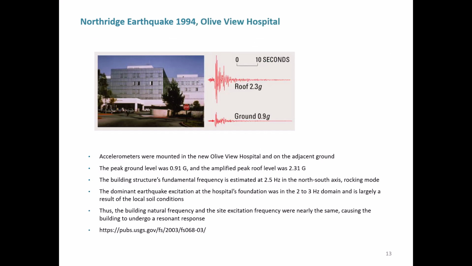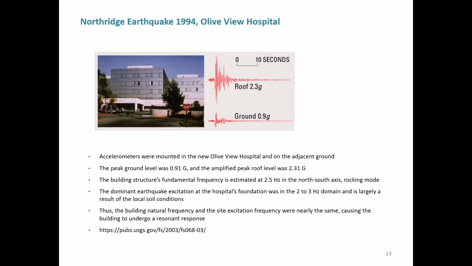So these buildings in active seismic zones are monitored 24/7 with accelerometers. And this is the 1994 Northridge earthquake at the new Olive View Hospital. At ground level, there was 0.9 Gs, but due to some resonant dynamic amplification, the roof saw 2.3 Gs.